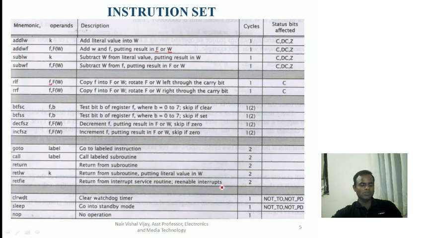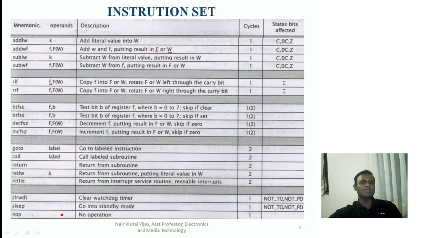Now, these are different branching instructions available in PIC microcontroller. Then you have clear watchdog timer, sleep, and no operation, some other instructions in your PIC microcontroller. Yes, so these are the basic instructions available in your PIC microcontroller. They are very simple. It is not an exhaustive list, there are only 35 instructions.